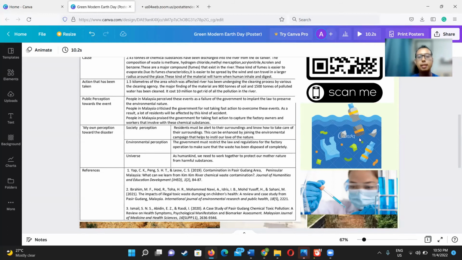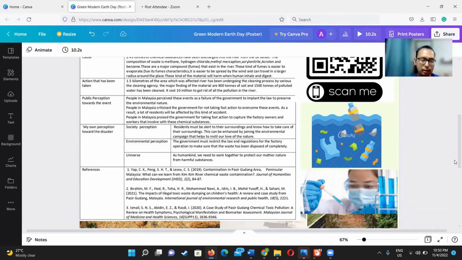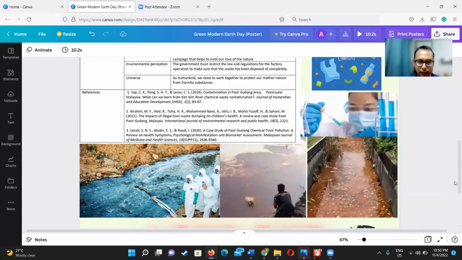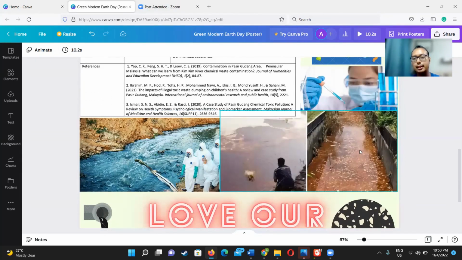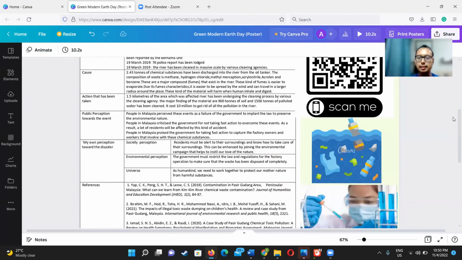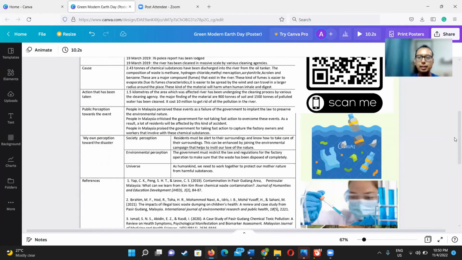So next, this is the reference that I used in this presentation. This is one of the pictures that I got from the real situation. This is the scan me, which I used for my video.